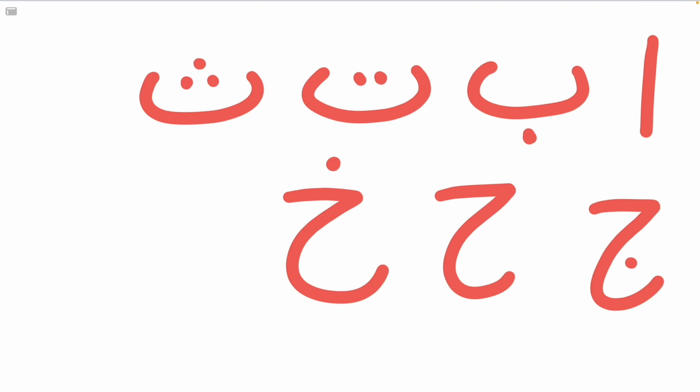So we've covered 1, 2, 3, 4, 5, 6, 7 letters in this video, and we'll read them again. That's alif, ba, ta, tha, jim, ha, kha. Don't forget to practice them and join us in the next video, inshallah.